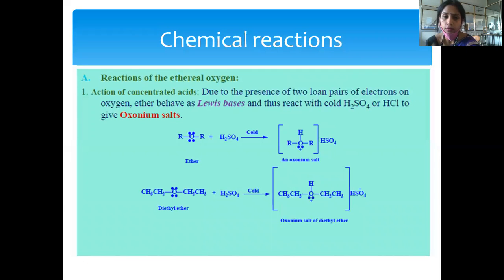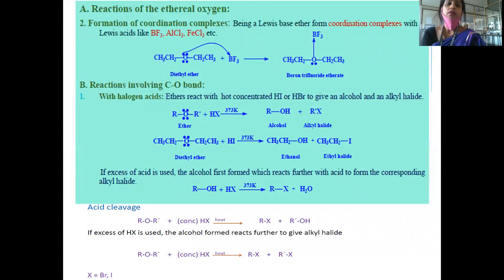Sorry, the final product is an oxonium salt. Next is the formation of coordination complex. Simply because of the presence of lone pair of electrons, it forms a coordination complex. That means a coordinate bond. The oxygen atom donates its lone pair of electrons to an electron deficient group like BF3, and it forms a coordination bond, a coordination complex.